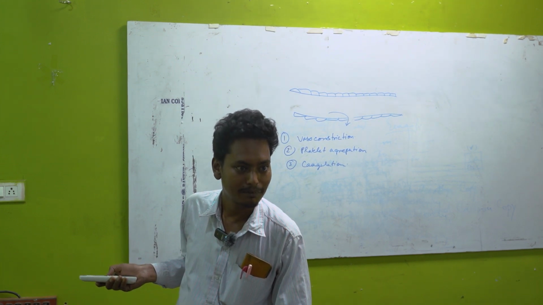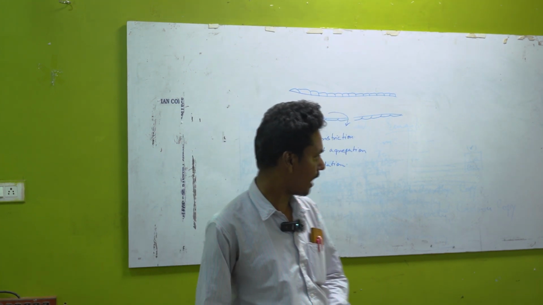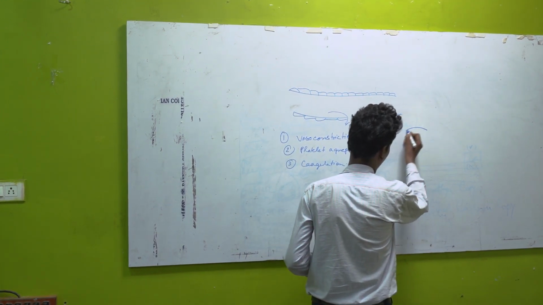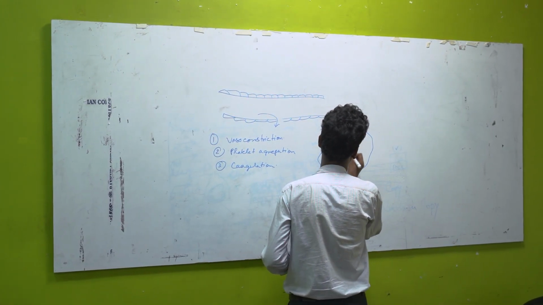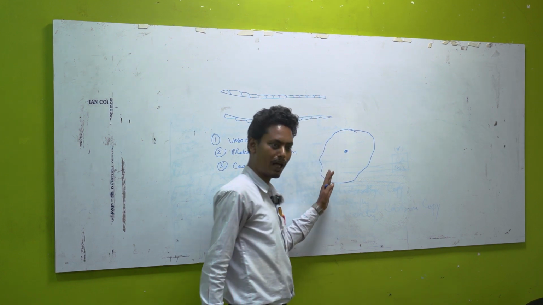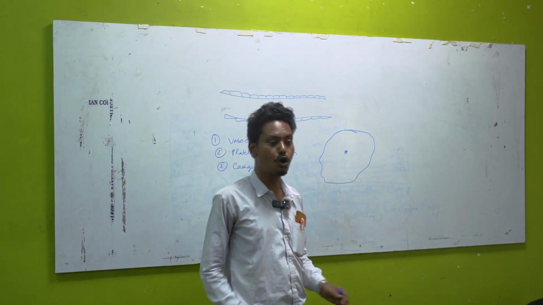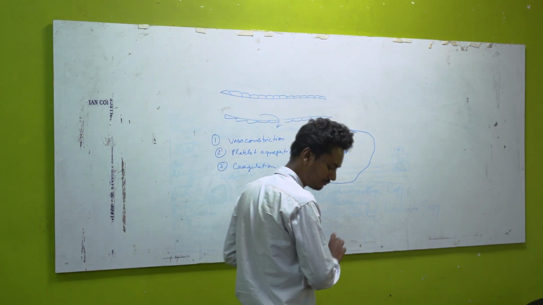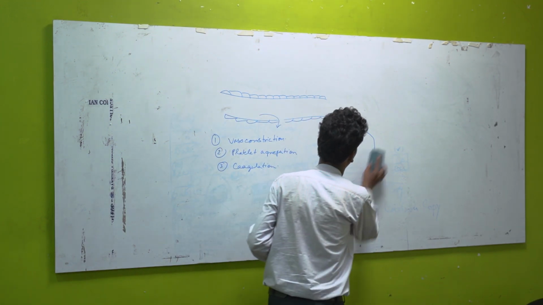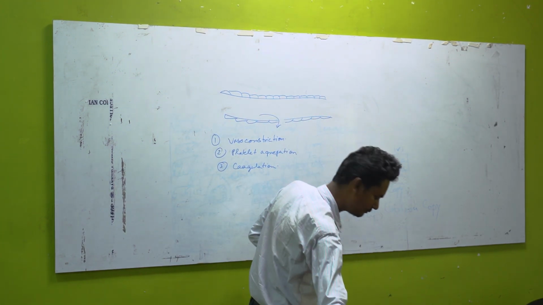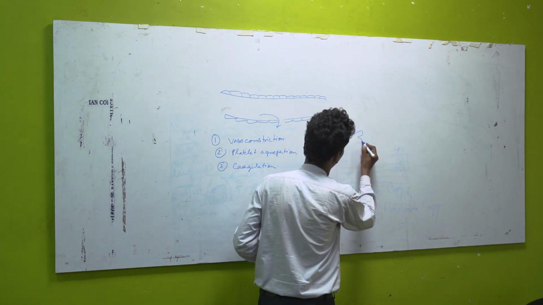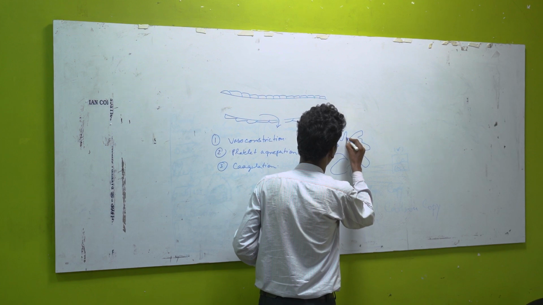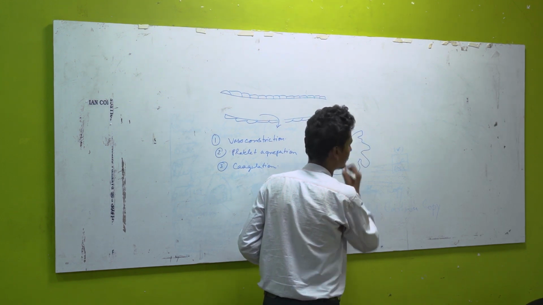produce platelets. Megakaryocytes are large cells. Suppose this is a megakaryocyte. Due to the large volume, it can produce so many pseudopods and so many invaginations throughout the cell. That means there are so many invaginations throughout the cell.